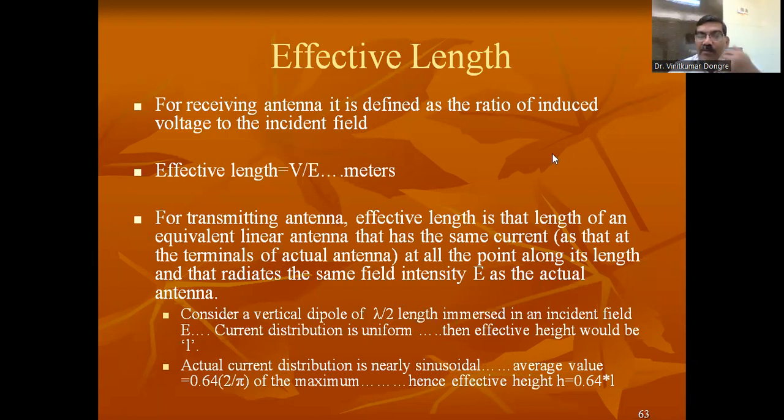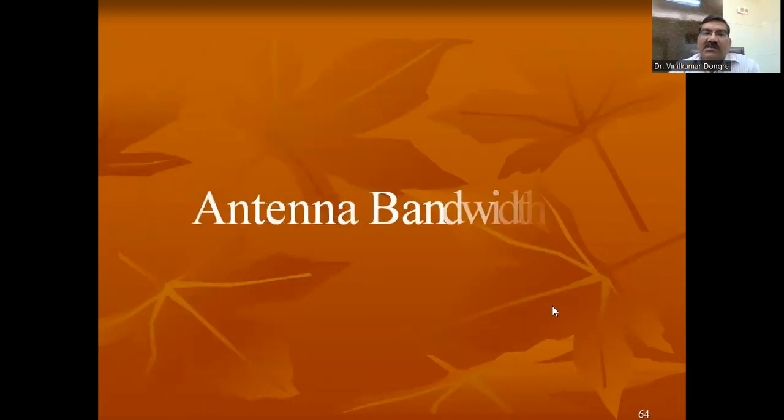So whatever the impact it is giving, that is what you can call the effective length. For this example, lambda by 2 is giving an impact of 0.64 L. That is, a 10 centimeter physical length antenna gives 6.4 centimeter only. Is it clear? Okay. This is the effective length that we discussed. Now we will go further.